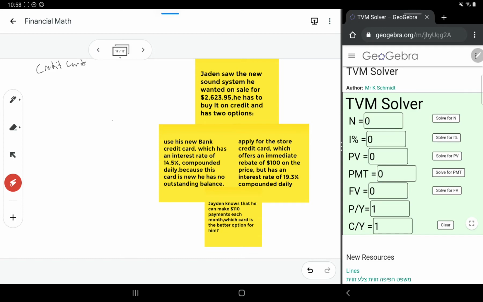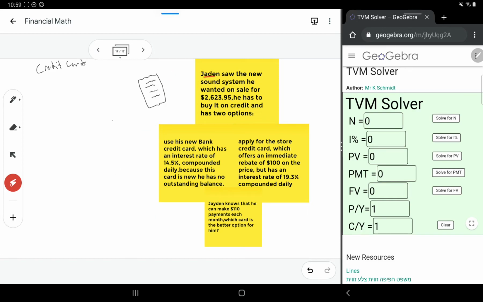Once you start getting a job, start getting out there, you'll have lots of offers for credit cards here and there, but the important thing is to read all of the details, like our example did here, and then use your math skills to figure out which one is the best deal for you. So let's take a look at this example just to show what that can look like.